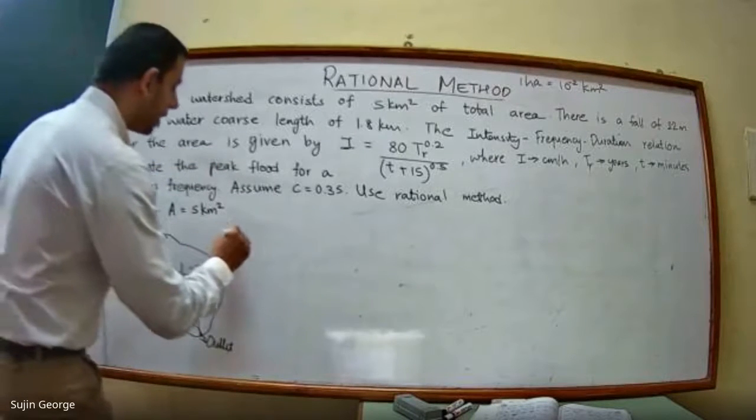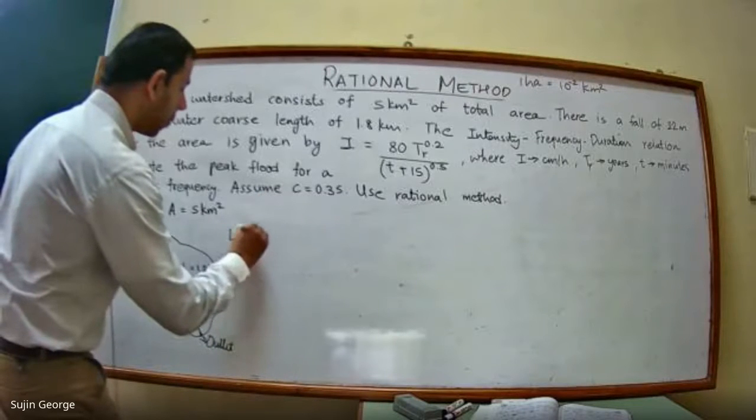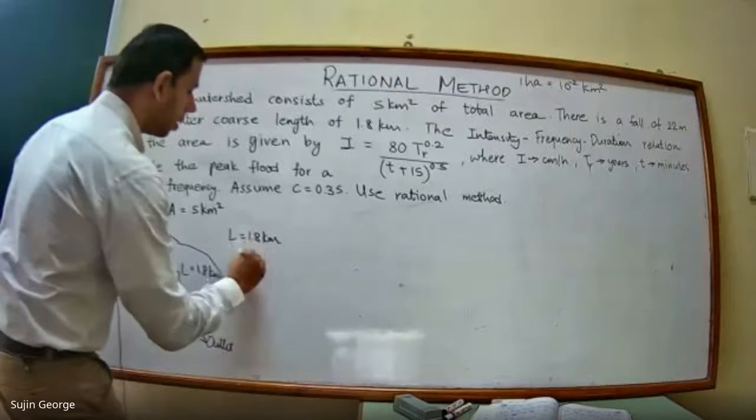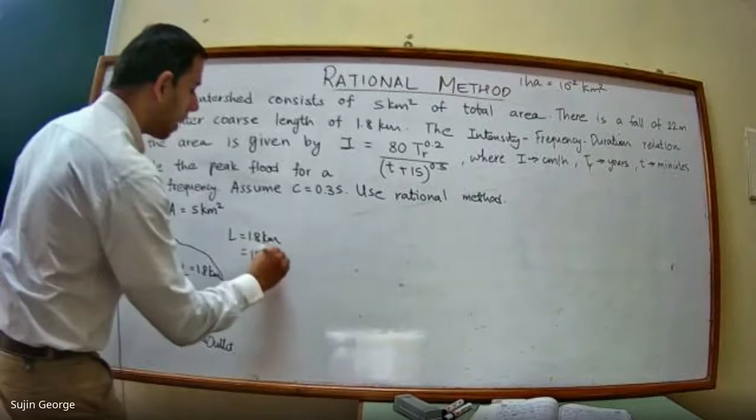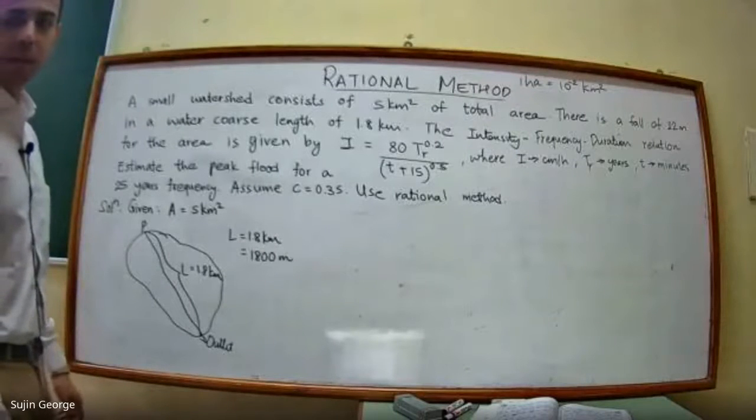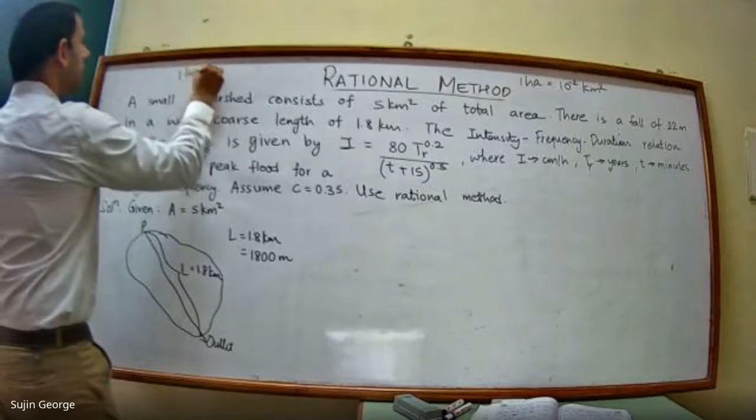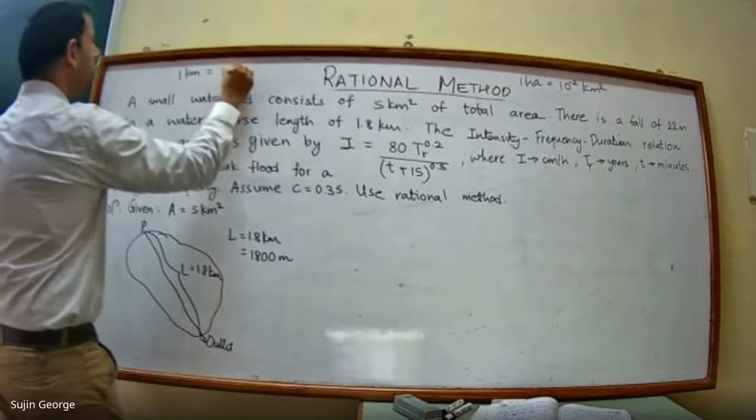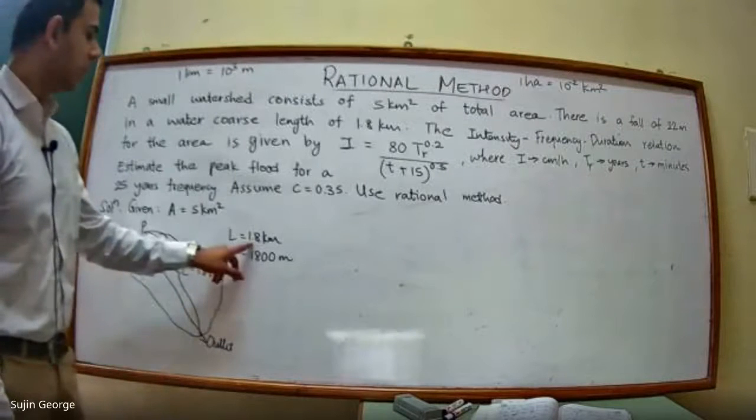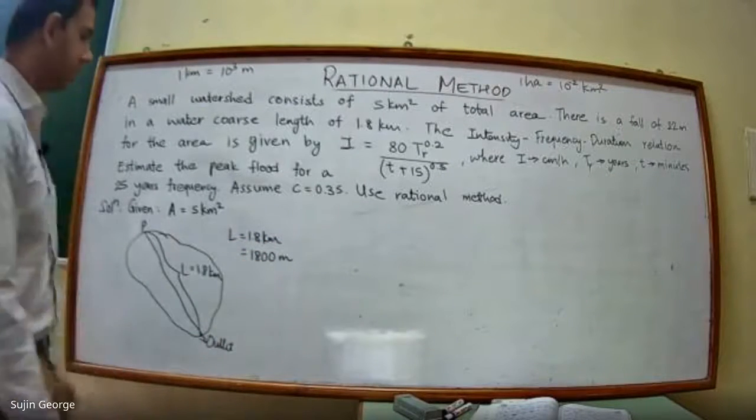Hence, we can calculate. So, we know the value of L. L is equal to 1.8 kilometer or 1800 meter, because 1 kilometer is 10 cube meter. So when we multiply this by 10 cube, we'll get 1800 meter.